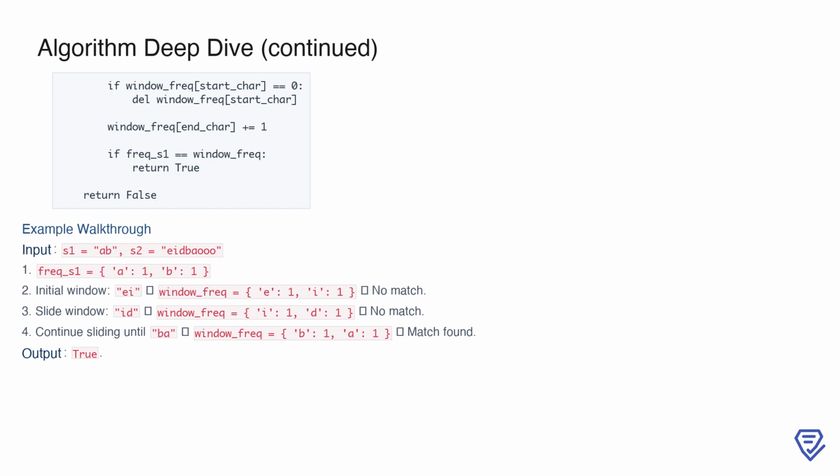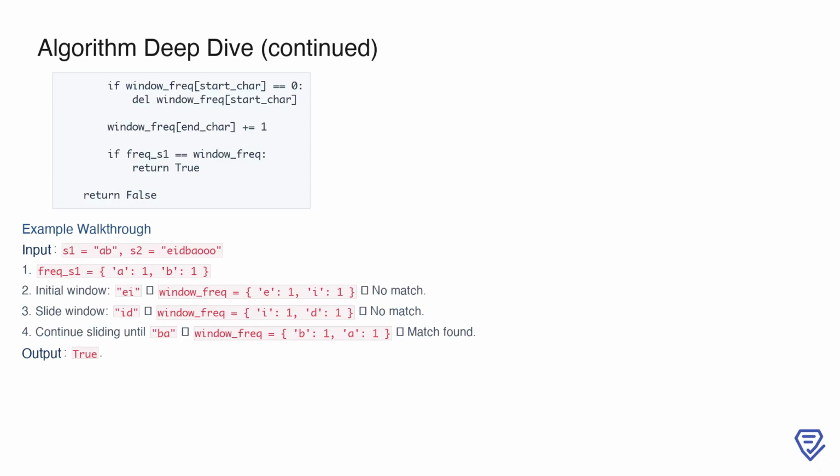After updating the frequency dictionary, we check if it matches the frequency dictionary of S1. If a match is found, we return true. Otherwise, we continue sliding the window until we reach the end of S2. If no match is found after processing all possible windows, we return false.